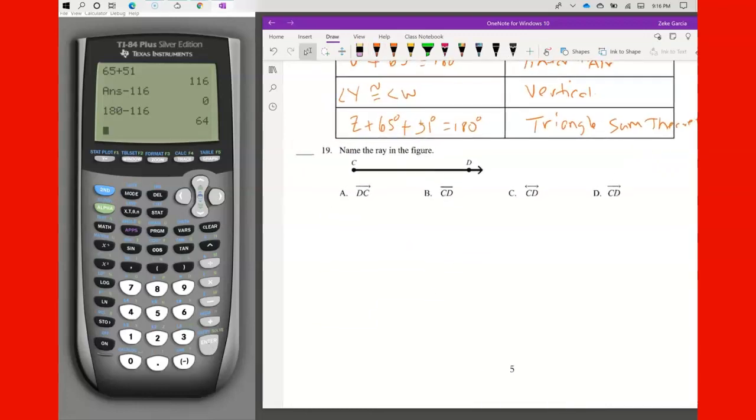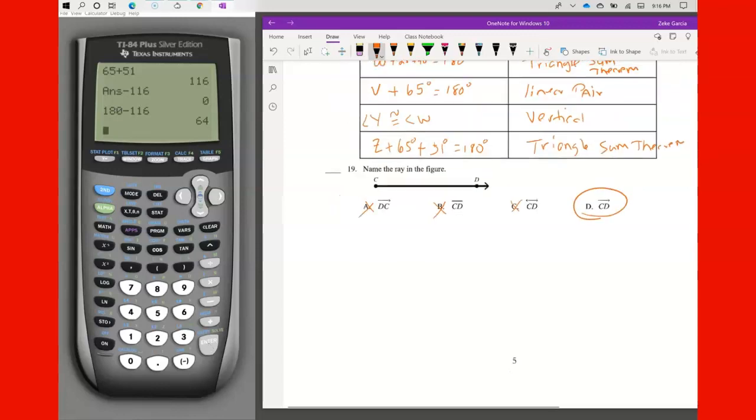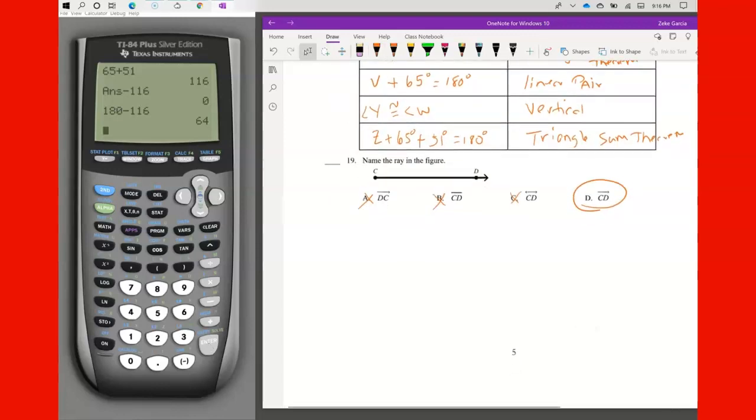19. Name the ray in the figure. Remember, you always start with the endpoint. So obviously A is incorrect. Obviously CD is incorrect because that's a segment. CD, that's a line. So your only answer has to be D. That's 19. That's how you name a ray.